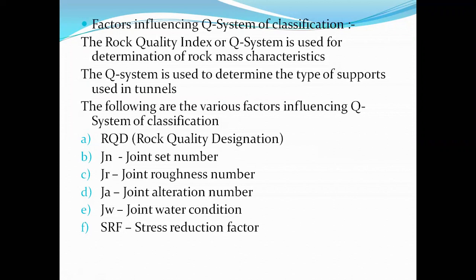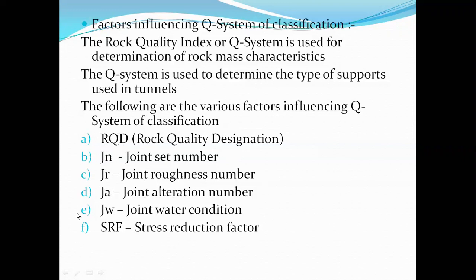The rock quality index of the Q system is used for determination of rock mass characteristics, and the Q system is used to determine the types of supports used in tunnels. So the following are the various factors influencing the Q system of classification. One is RQD. Second is joint set number. Third is joint roughness number. JA is joint alteration number. Fourth is joint water condition. And the fifth is stress reduction factor.